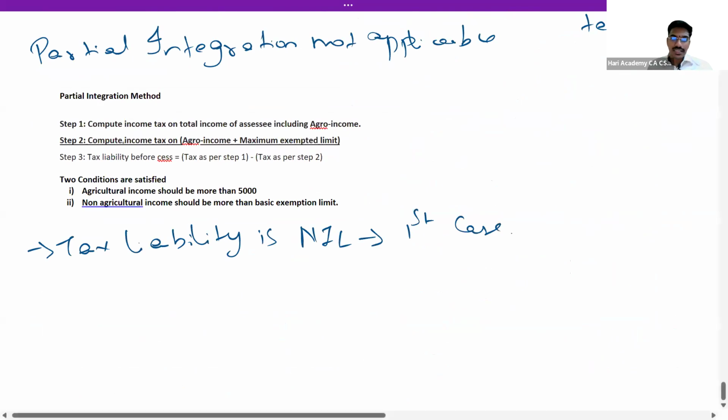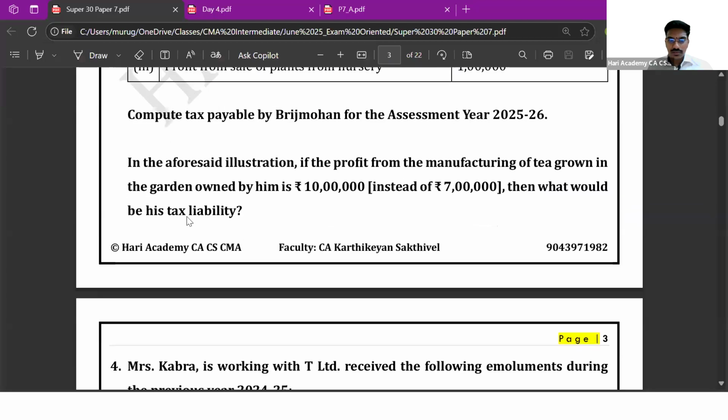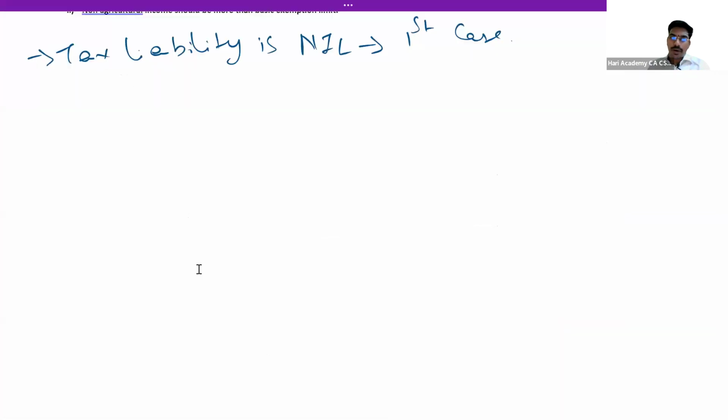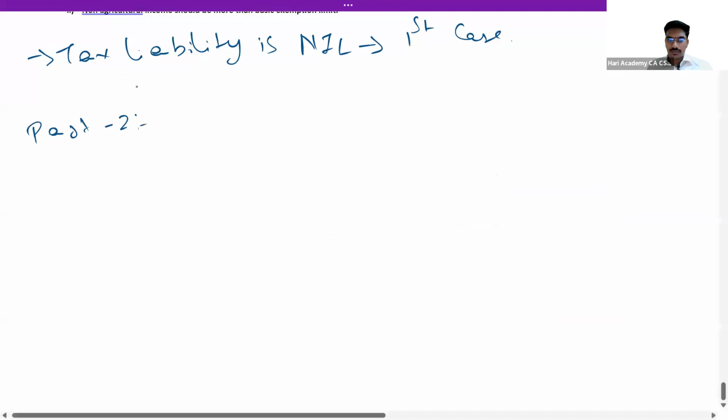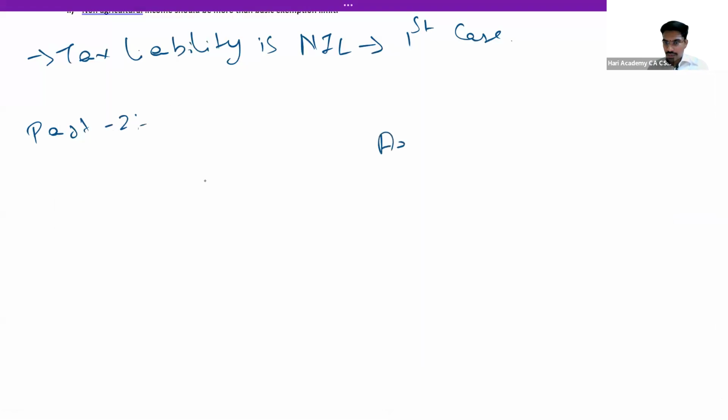Now let us go to the second case. In the aforesaid illustration, if the profit from manufacturing of tea grown in the garden owned by him is rupees 10 lakhs instead of 7 lakhs, then what would be his tax liability? This is part 2. Now we have to find the revised total income. Again we have to go for agri income and non-agri income.